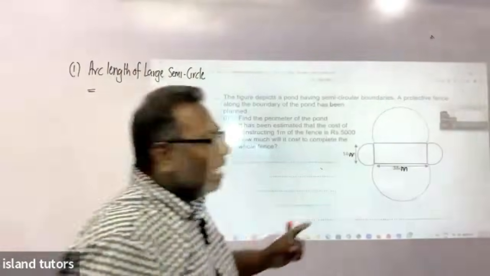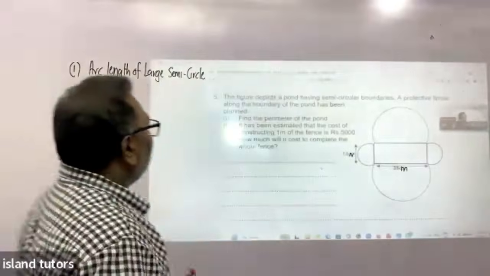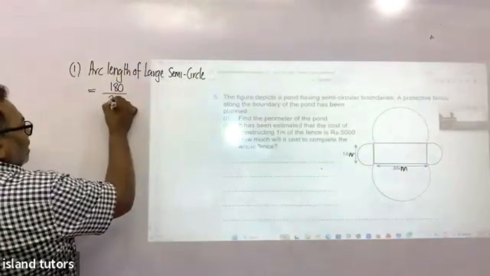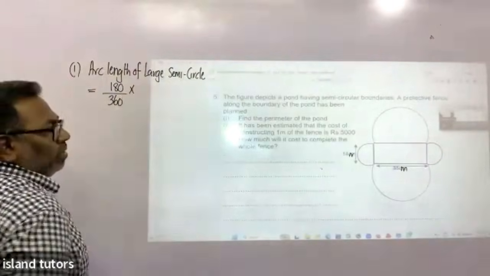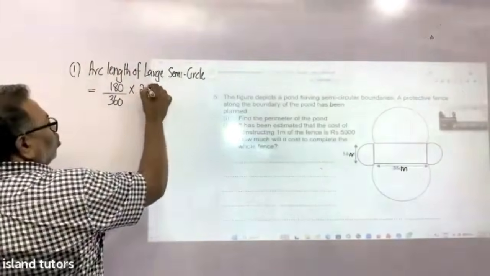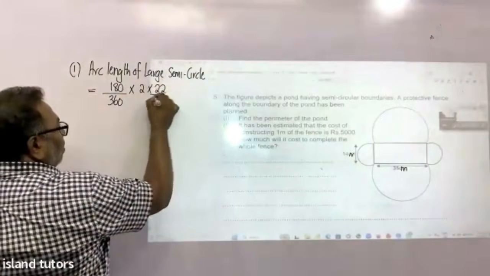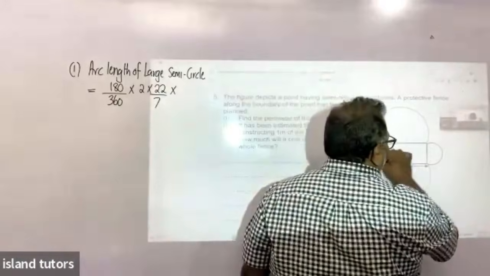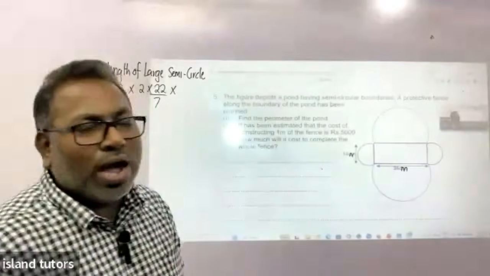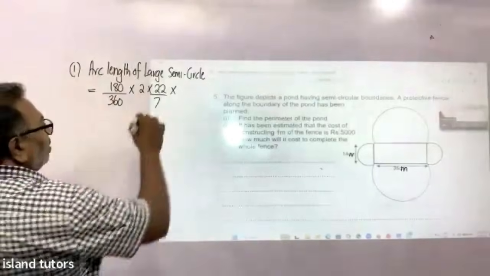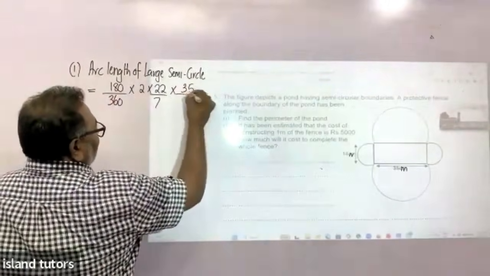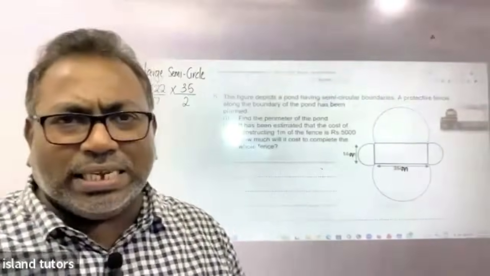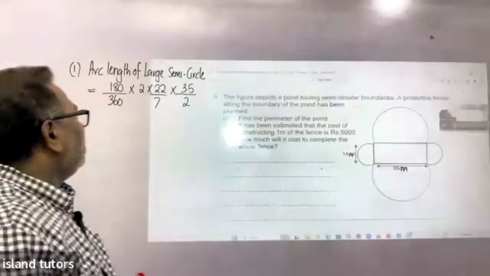Arc length of large semicircle, that is this. Half: 180 over 360 into 2 pi, and r is half of this. This is 35. So half of 35 is your radius. So 35 divided by 2. I'm going to work with a fraction because it's easier to solve.